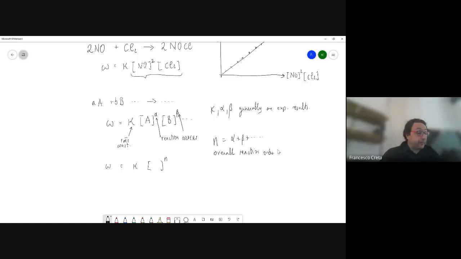Then you can derive the units, because whatever goes to the power of N is a molar concentration. So it's mole per centimeter cubed to the power of N. Well, this we know to be a molar concentration per unit time.